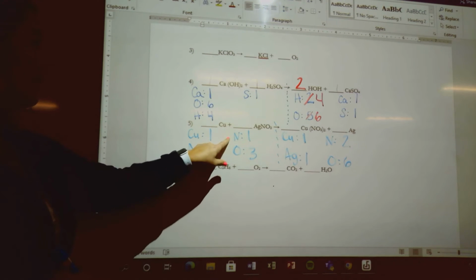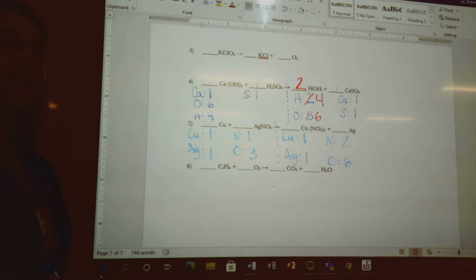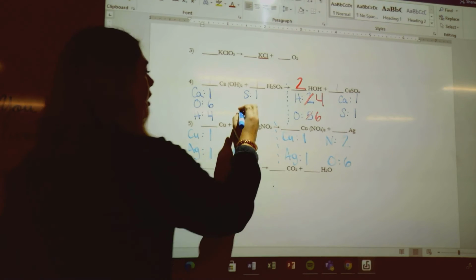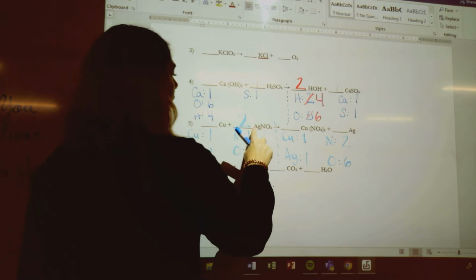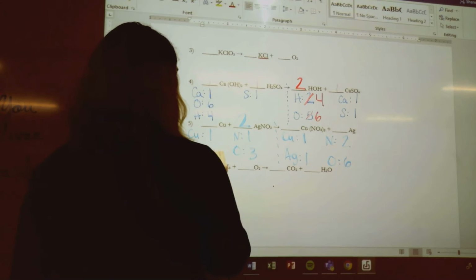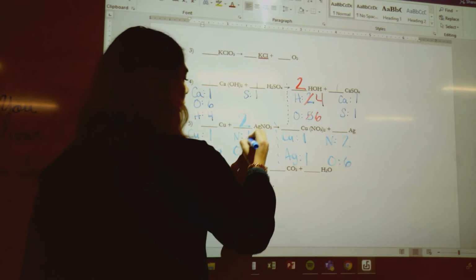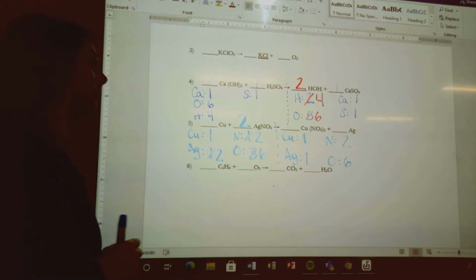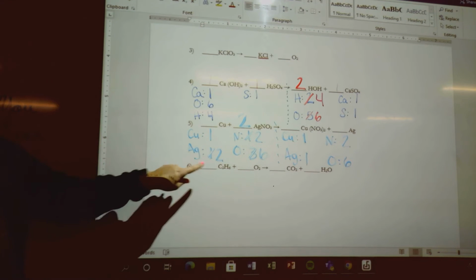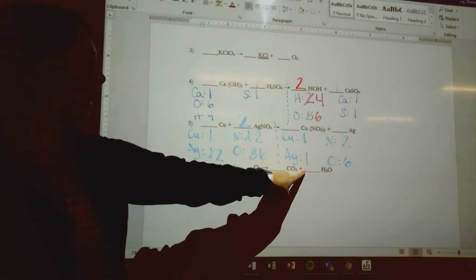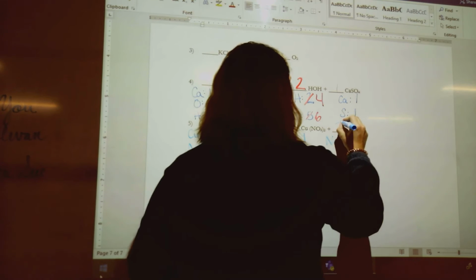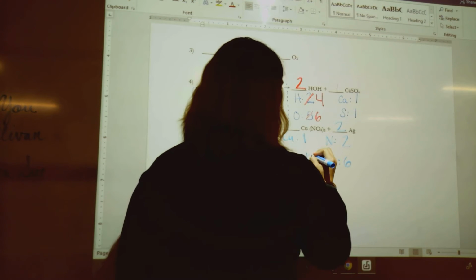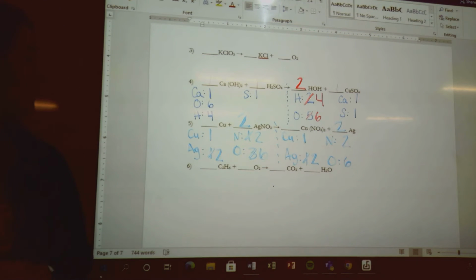So I'm going to start with my N's. I have 1 on this side, 2 on this side, so what can I do? Multiply by 2 on the one side. So I'll put my 2 up here, which distributes to everything. So now I have 2 silvers, 2 N's, and 2 times 3 oxygens. And I have 6 oxygens. So now my Ag's are a little wonky. I have 2 over here and 1 over here. Perfect. Multiply by 2. Put a 2 there. Only goes to my Ag's. Now I'm done. Okay. Easy peasy. All right. Now let's do the last one.